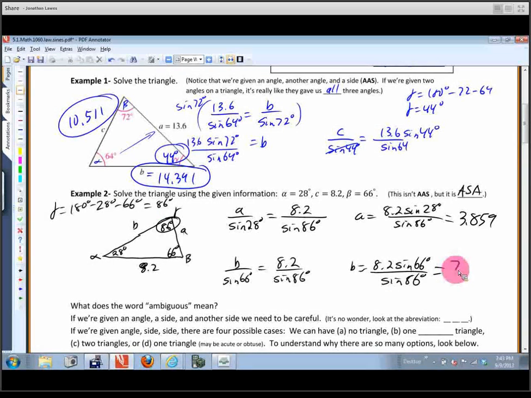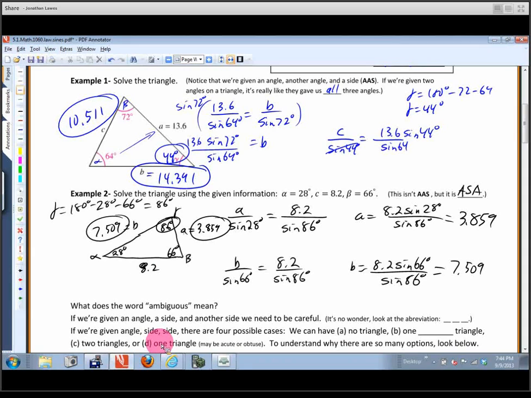Okay. So this side right here, 3.859. And this side right here, 7.509. And again, we notice medium angle, medium side, large angle, large side, smallest angle, smallest side. Okay, so I think we're in good shape there.